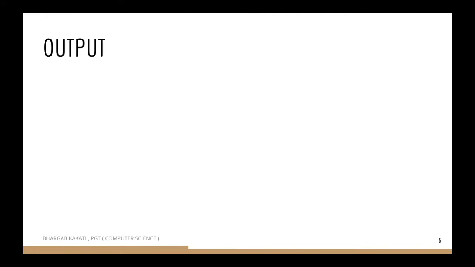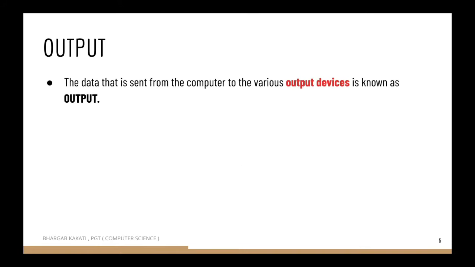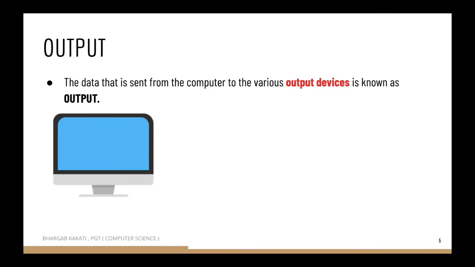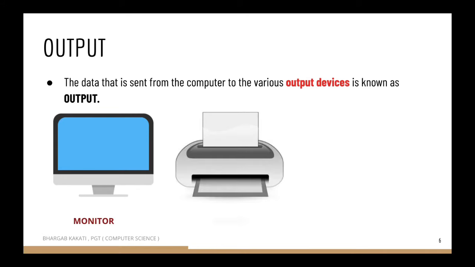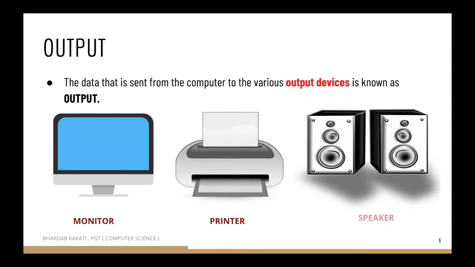Let's go to the next term, which is the output. Now after we send data through the input devices, the data is processed and then converted into a meaningful output. That means the data that is sent from the computer to the various output devices is known as the output. Examples of output devices are monitor, printers, speakers.